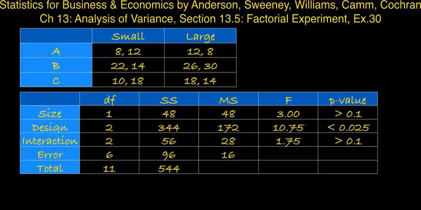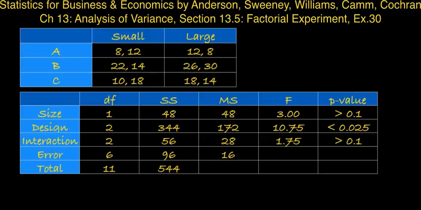The mean squares are the sum of squares divided by their degrees of freedom. And then the F statistics are the mean squares for size divided by the mean square for error. That F statistic is 3.00. The mean square for design divided by the mean square for error comes to 10.75, and the mean square for interaction divided by the mean square for error comes to 1.75.